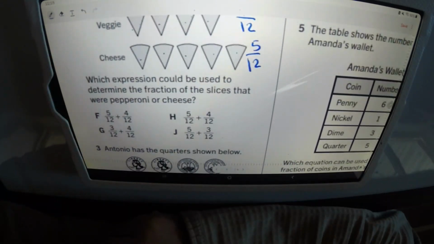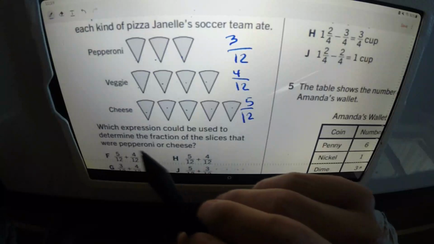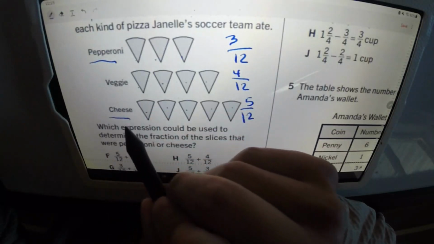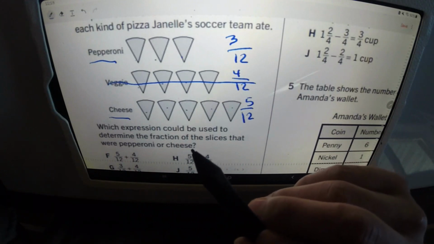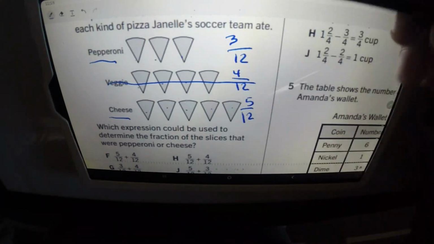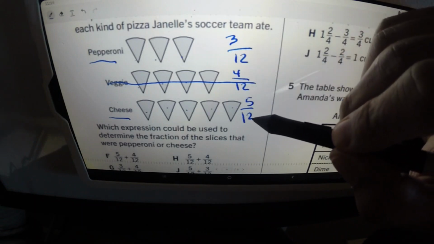Which expression could be used to determine the fraction of the slices that were pepperoni or cheese? So we look at this question. We're looking for pepperoni and cheese. We can cut vegetarian because they're not asking about vegetarian, so we're not going to concern ourselves with that. So 3 out of the 12 are pepperoni, and 5 out of the 12 are cheese.